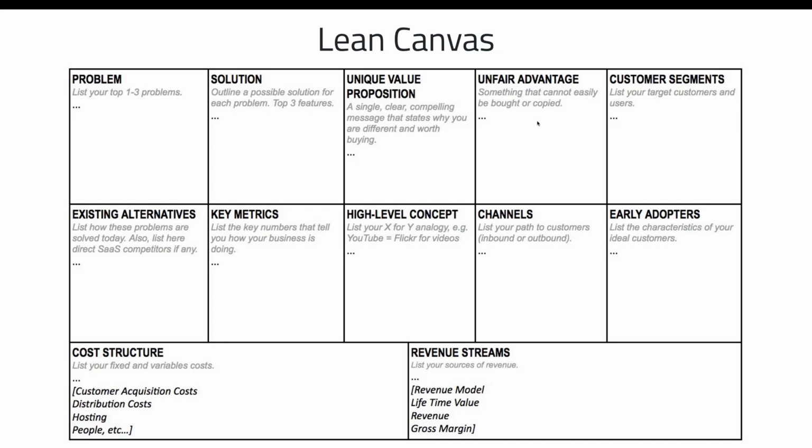So rather than think about adding something like commitment and passion as unfair advantage, because it is not, think about what you have that no one else can buy, or something that you can build that cannot be copied fast.